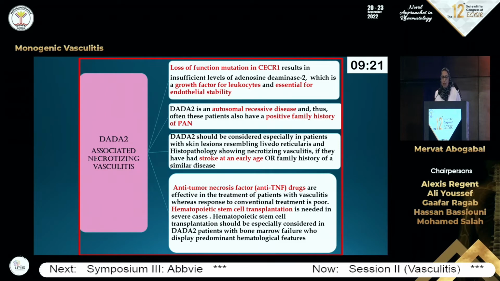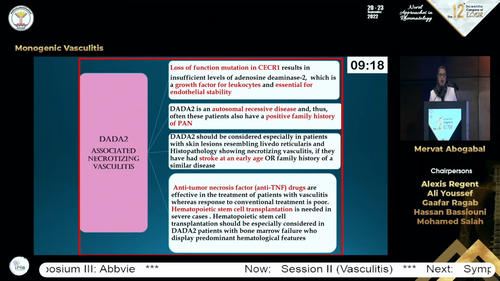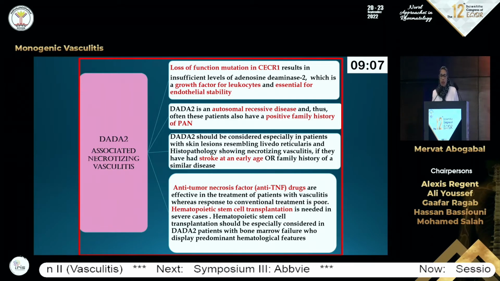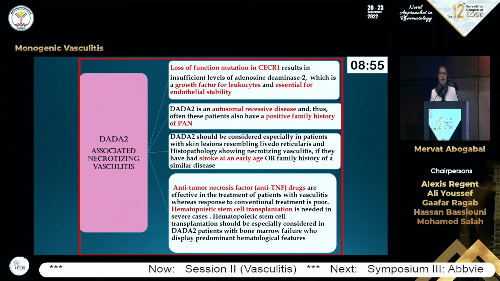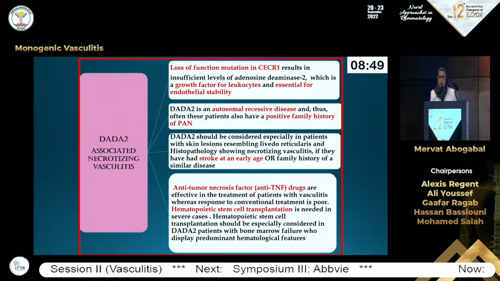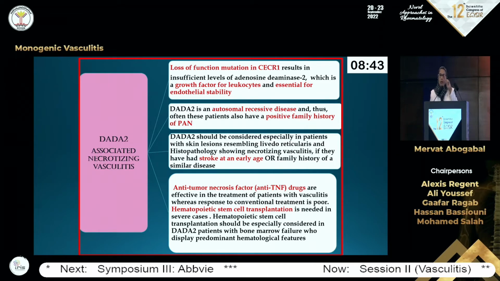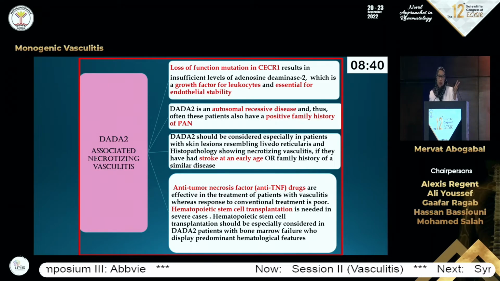The first one is DADA2 disease, deficiency of adenosine deaminase 2. Adenosine deaminase 2 is produced mainly by monocytes and macrophages of bone marrow and is essential for leukocyte growth and endothelial stability. When there is a mutation in the gene encoding for adenosine deaminase 2, this results in deficiency of adenosine deaminase 2, which in turn results in a phenotype of necrotizing vasculitis that's similar to polyarteritis nodosa regarding its clinical manifestation and its histologic manifestation.